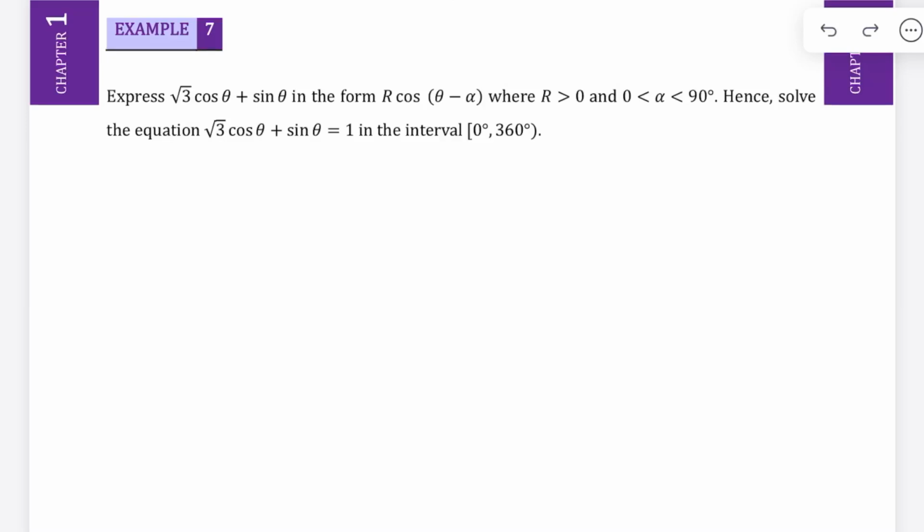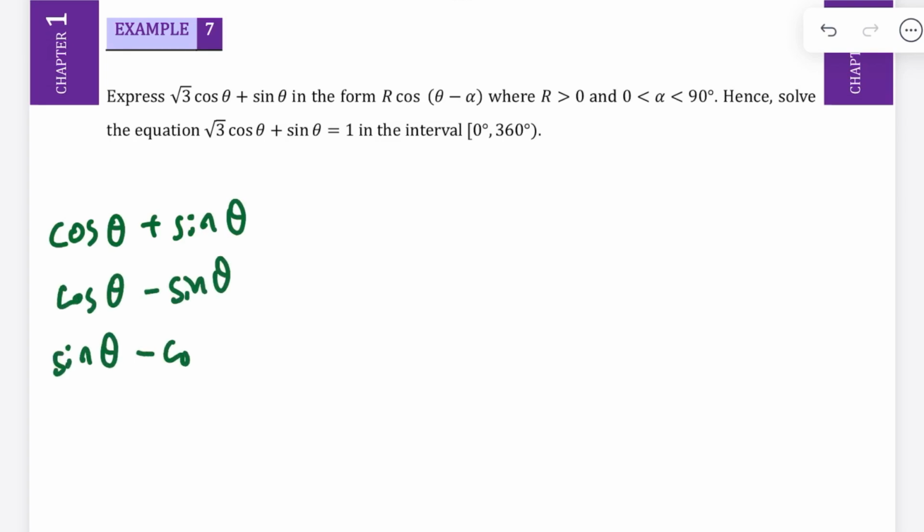Now let's see example 7. This is a little bit different because this is the case where you have cos theta plus sine theta, or you have cos theta minus sine theta, or you have sine theta minus cos theta. So if you find this type of question, you cannot solve with whatever we have learned before.